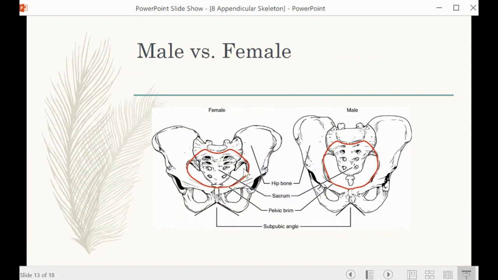And we can also see that in females and males, they bind together a little bit differently. They're shaped a little bit differently. We get what's called a pelvic brim. For females, that pelvic brim is wider and flatter, and for males, it's longer. And then we also get what's called the subpubic angle. For females, that tends to be over 90, and for males, less than 90.